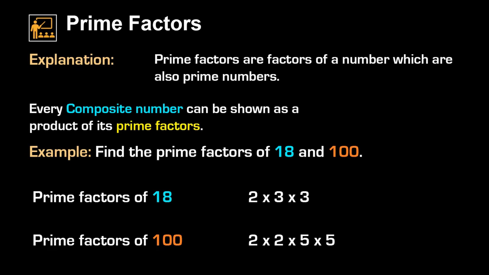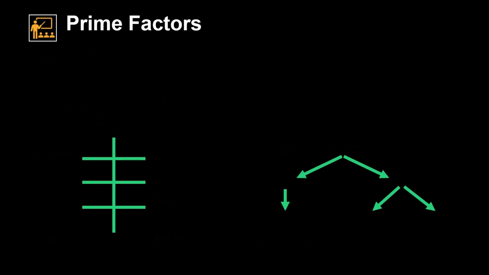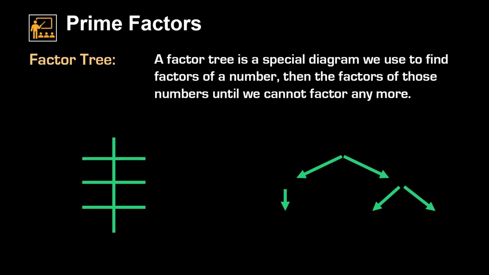Now let's see how we get these prime factors. I'm going to use what we call a factor tree. A factor tree is a special diagram that we use to find factors of a number, and then we find the factors of those numbers until we cannot factor anymore. And I've got two types here where we find the factors of 18.